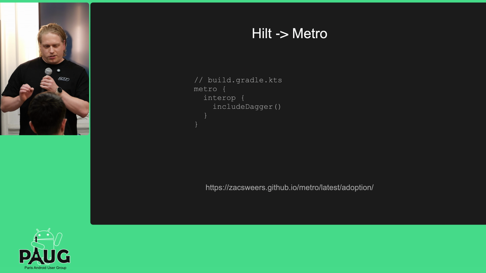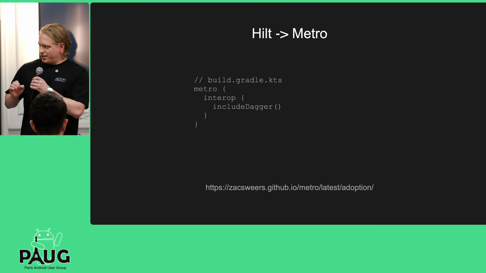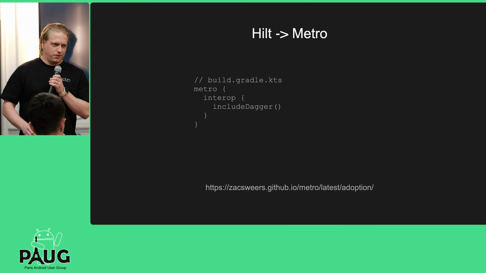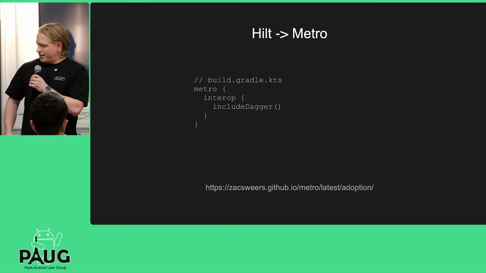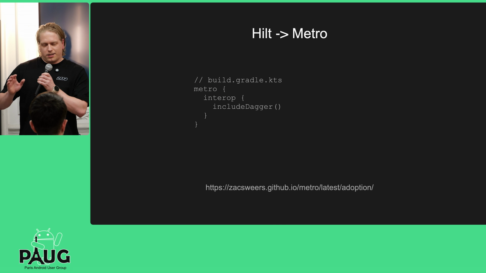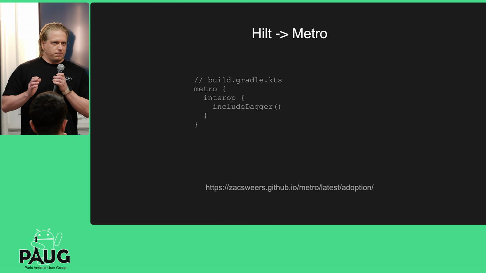So the first thing you're going to do is go into your builder Gradle and include Dagger as an interop in Metro. There's great documentation on the website about how you can adopt Metro. There's been great thought gone into this. But the short version is that basically every annotation that works with Dagger, by including this line in your builder Gradle, now also works with Metro.